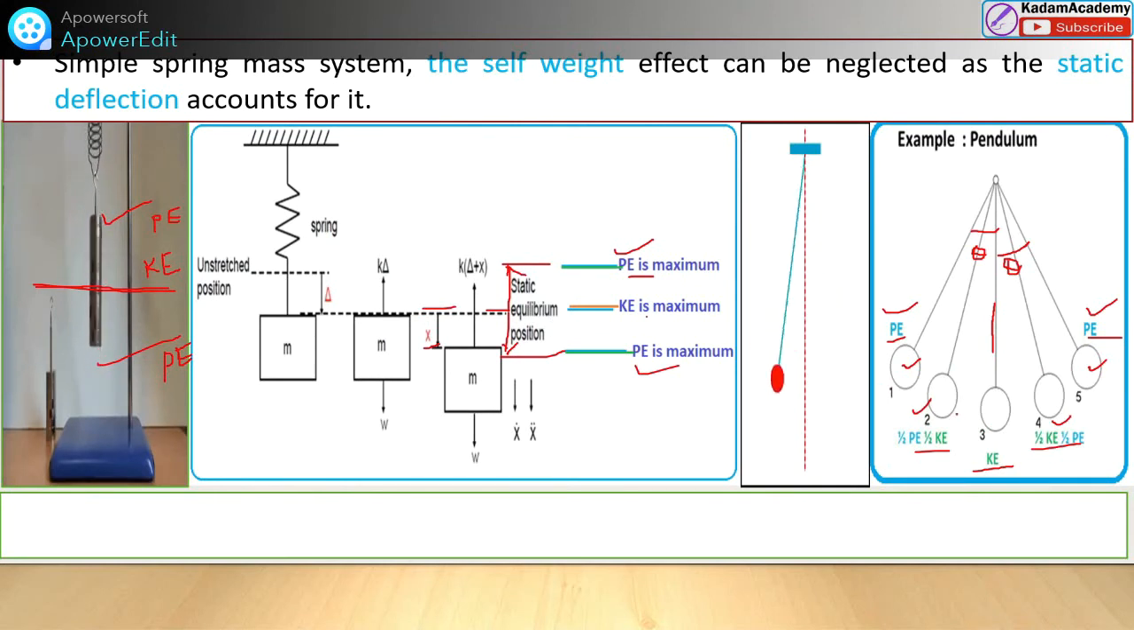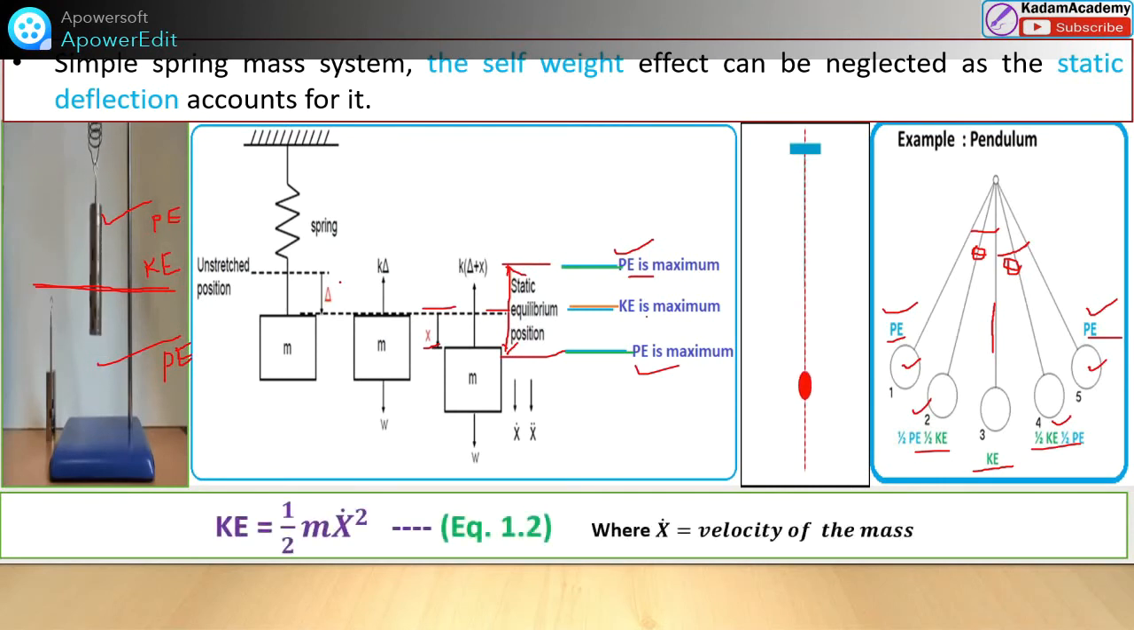This is the example, so energy is not destroyed, it is constant. It is converted from P to K. So this is the formula for K. To calculate the K, what is the x?